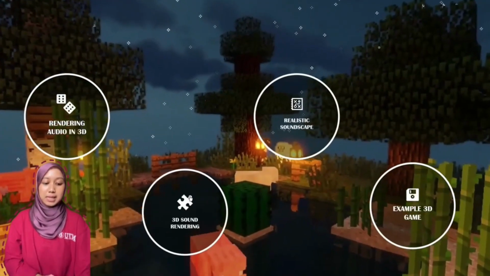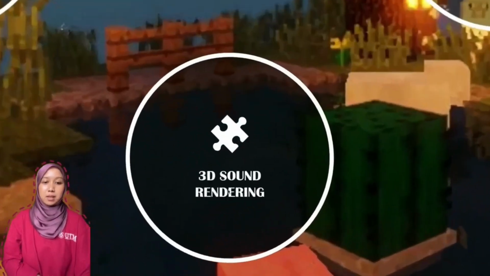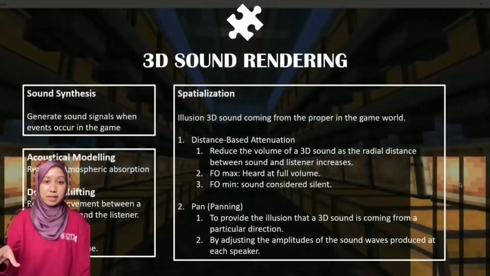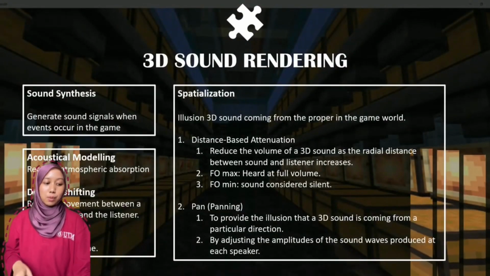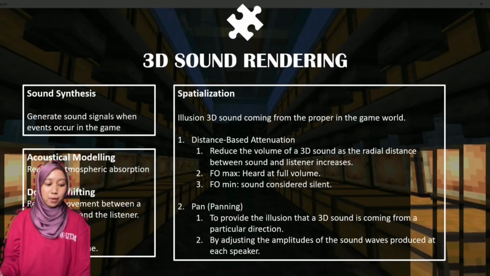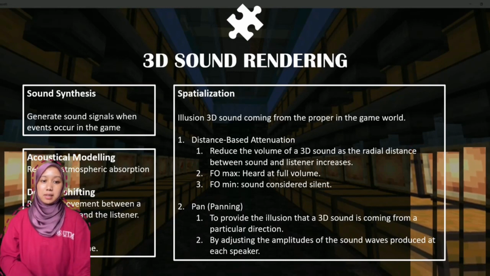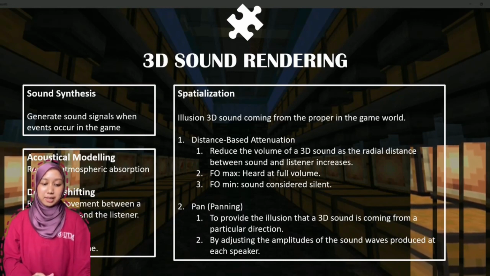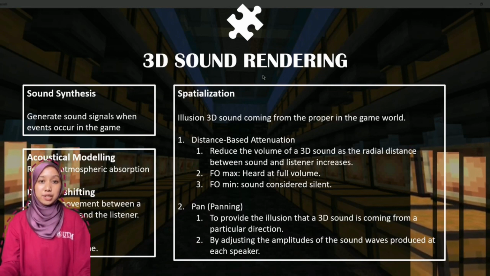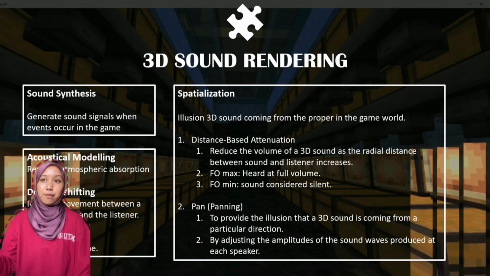So next one is the 3D sound rendering. Basically, there are 5 types of 3D sound rendering. The first one is sound synthesis. And then we have speaker modeling. Second, we have Doppler shifting. Next is the mixing between 2D and 3D sound. Last but not least is the spatialization. Spatialization is the illustration that 3D sound is coming from the game world.